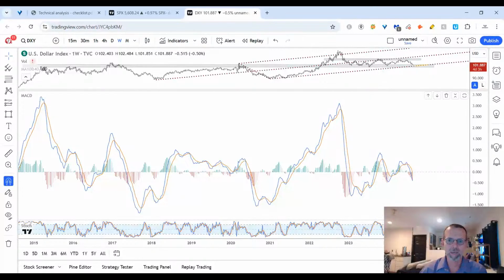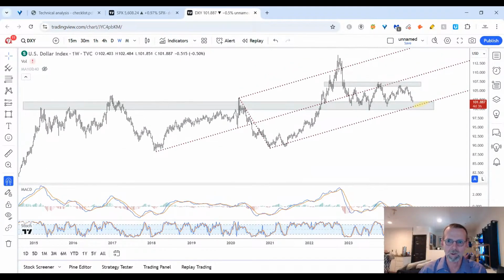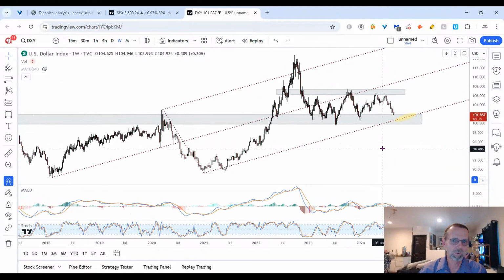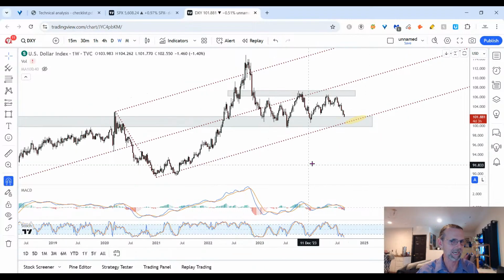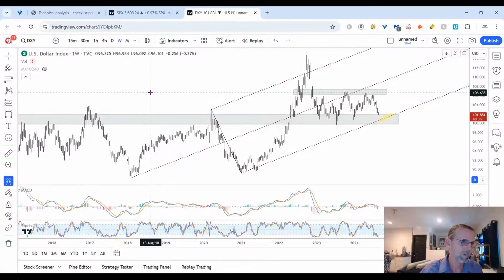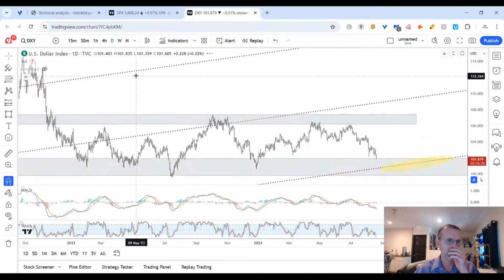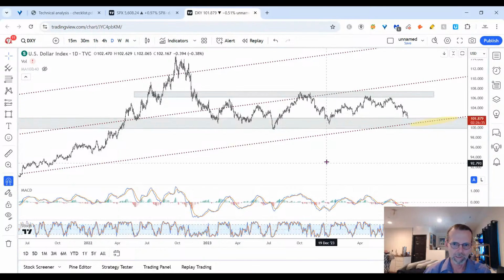And so based on everything we've looked at so far, reasonable to expect that the dollar will continue heading lower and quite likely reach this target at the lower median line. So that's Andrews in the weekly time frame. Excuse me, the dollar in the weekly time frame.